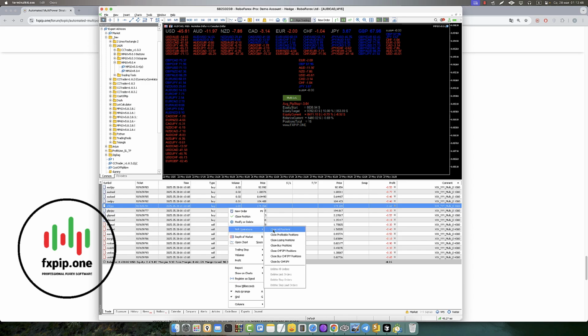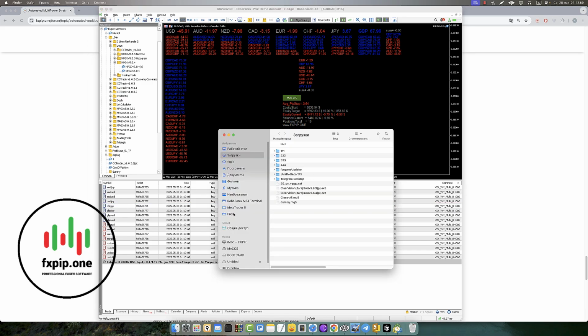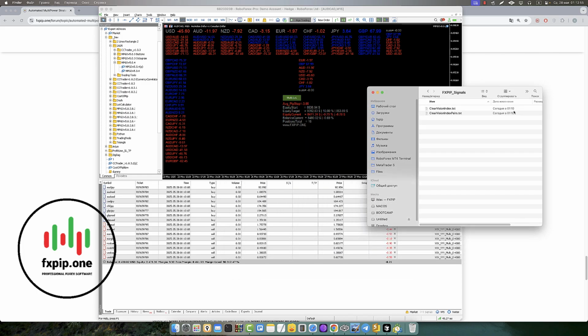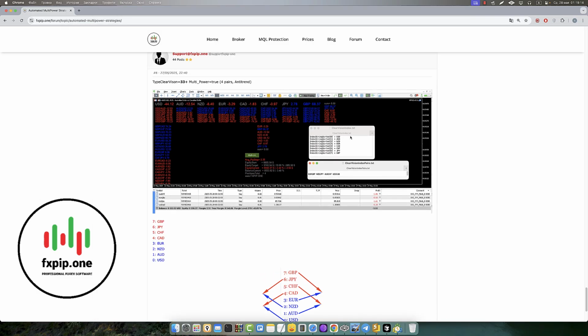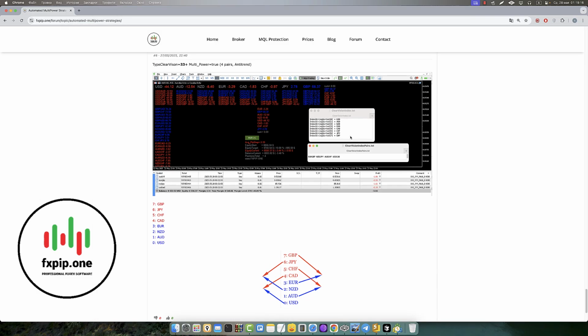Now if we close all, we have to see how files change. 10 minutes, now 12 minutes, almost 30 minutes. If we close all, you can see files changed to current strategy. So on the last one strategy for today, maybe I will add more semi-automatic strategy. I will show you what to do with this.